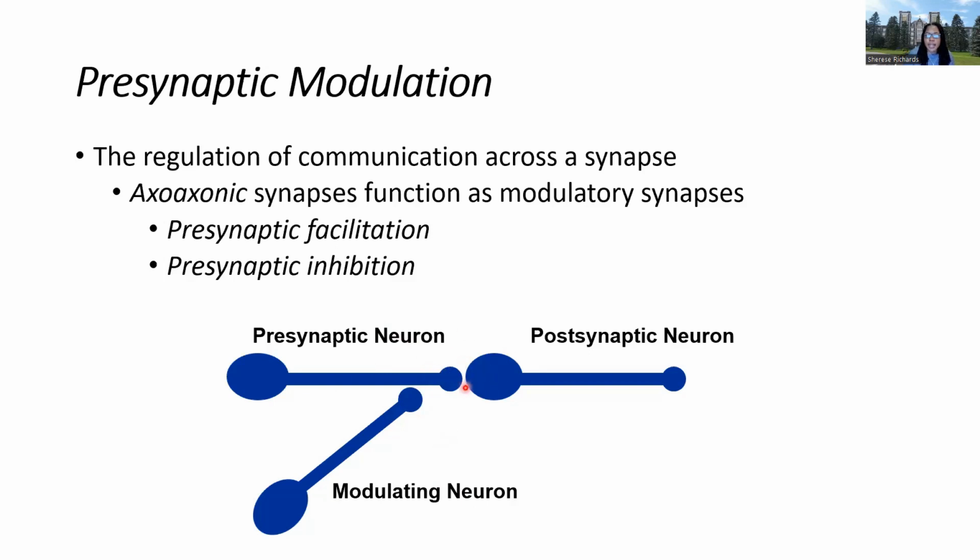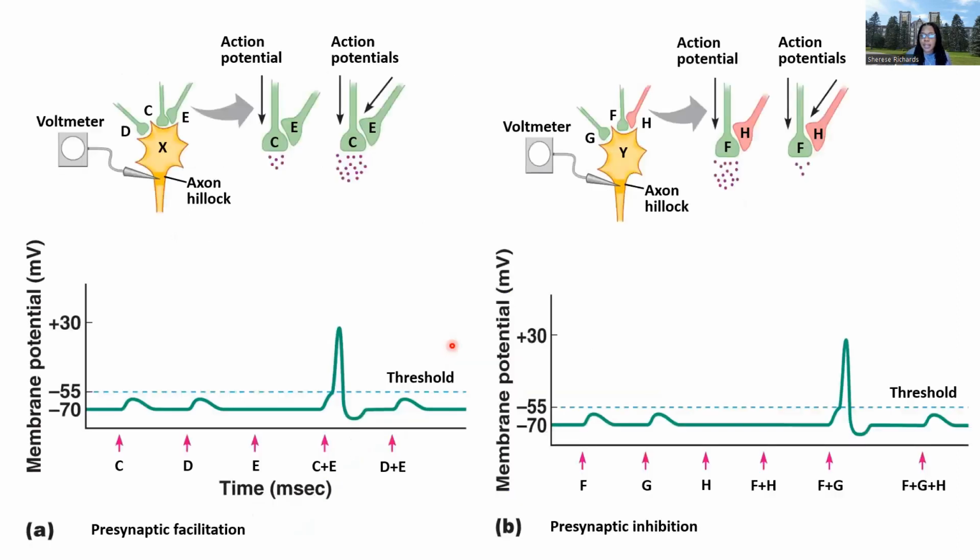The other thing is that the modulating neuron is not directly involved in synaptic communication. It's really important to understand that. So it's not necessarily influencing the electrical activity. It's not influencing the graded potential directly, but it is encouraging the presynaptic neuron to either release more neurotransmitter or to release less neurotransmitter without actually being involved directly in the synaptic communication. All right, so let's look at what an example of that looks like.